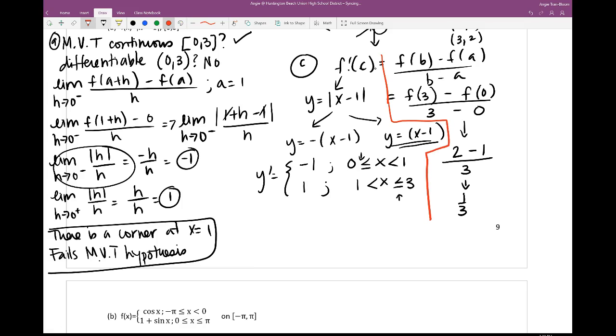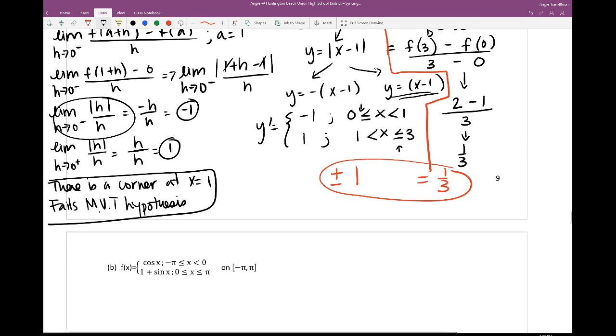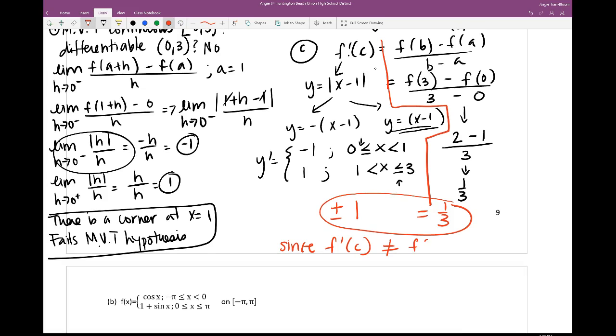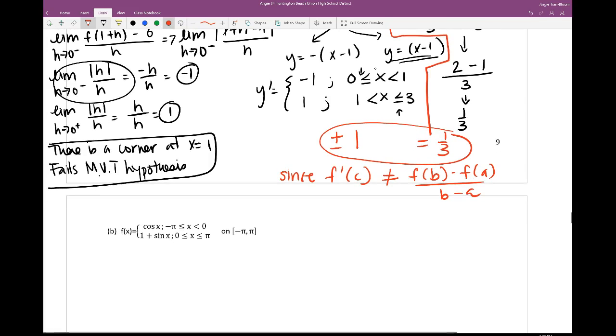So the right side, let me draw this line. The slope over here is either plus or minus 1. The slope over here is 1/3. Are they equal? No, not equal at all. So what that means is that f prime of c is not the same as the right side. So f prime of c is not the same as f of b minus f of a all over b minus a. There is no such c value. C does not exist.